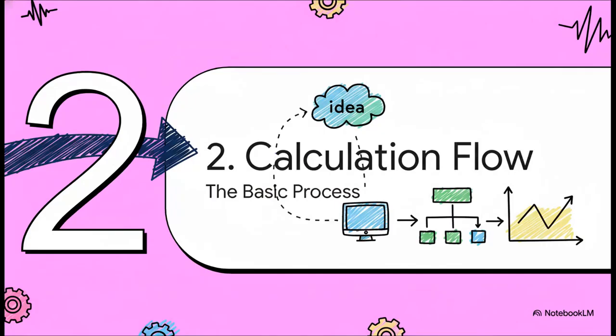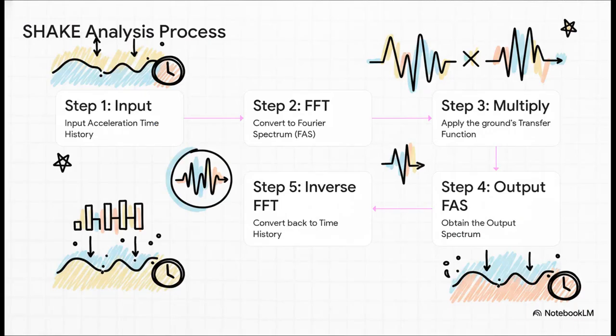Okay, so that's the idea, but how does the software actually do this? How does it turn that concept into a real calculation? Let's walk through the flow step by step. The whole thing is really a 5-step journey. You start with your input earthquake motion over time. Step 2 is where you use a fancy math tool called a Fast Fourier Transform, or FFT, to change that motion into its component frequencies. But the real magic, the secret sauce, happens in Step 3. You multiply that spectrum by something called the ground's transfer function. After that, you just work backwards to get your final ground motion.